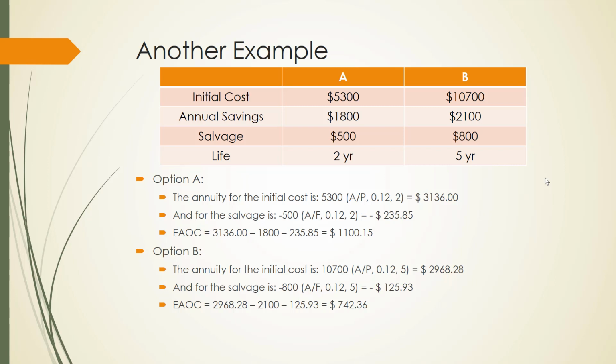My salvage value is $800 in 5 years, so from the future to an annuity makes this worth an equivalent of $126. When I add all of these up with the correct signs, this has an equivalent annual operating cost of $742. So would you rather have an operating cost of $742 or $1,100? The better choice is option B.